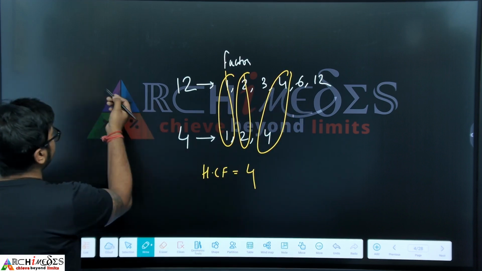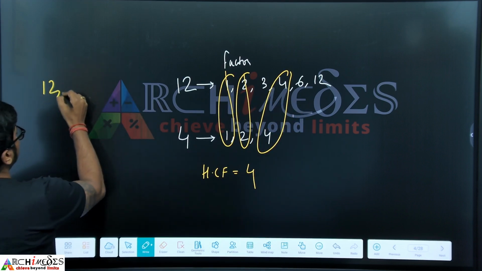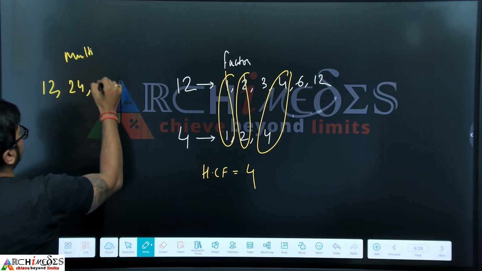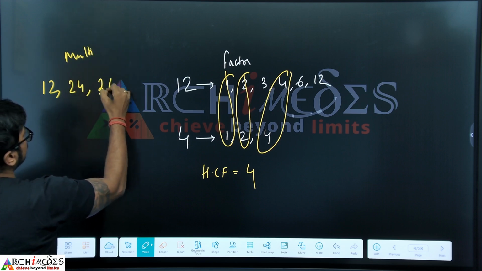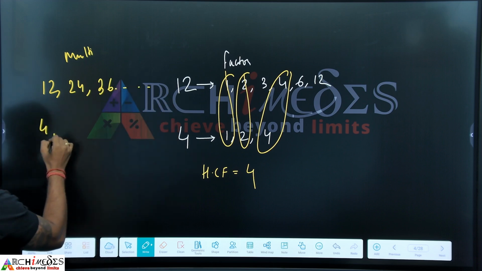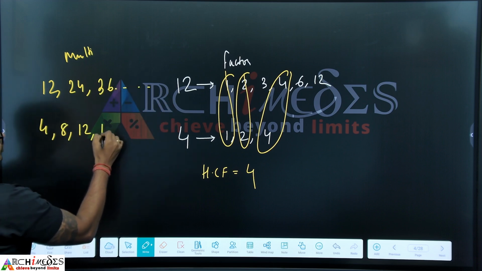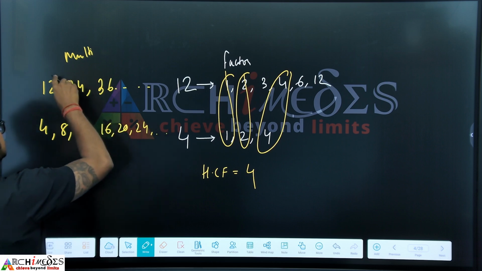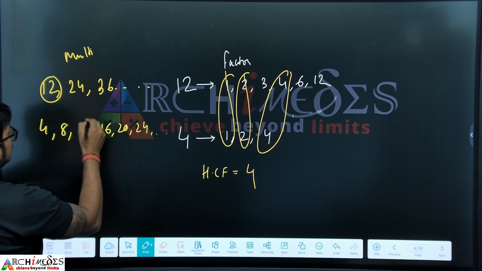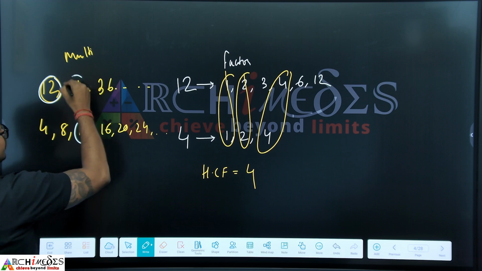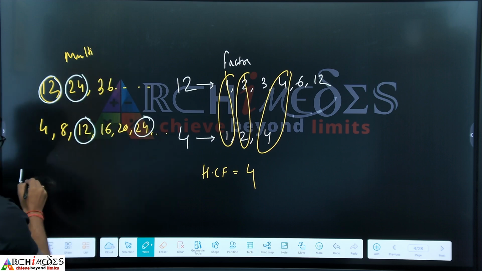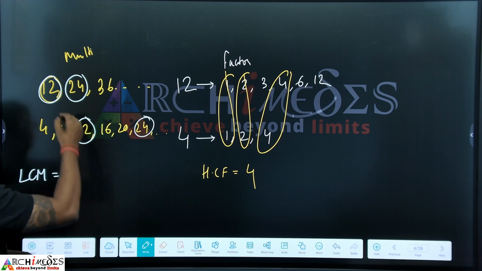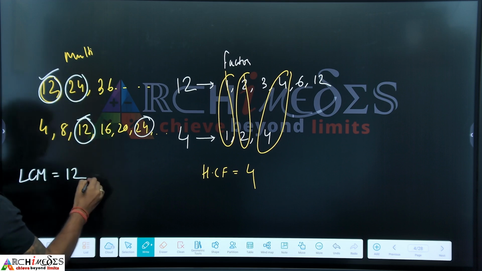Next, we know multiples. What is a multiple? Multiples of 12 are 12, 24, 36 and so on. And the multiples of 4 are 4, 8, 12, 16, 20, 24. So there are more common multiples. 12 is a common multiple, 24 is a common multiple. But what does LCM mean? Lowest common multiple. So that's why it is 12. This is a basic approach.